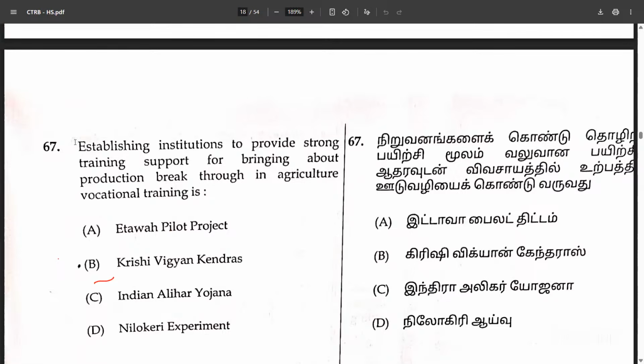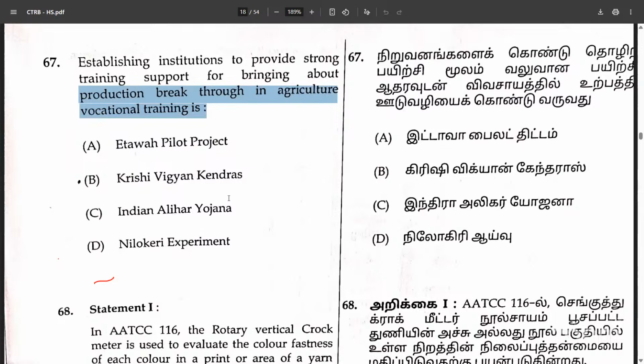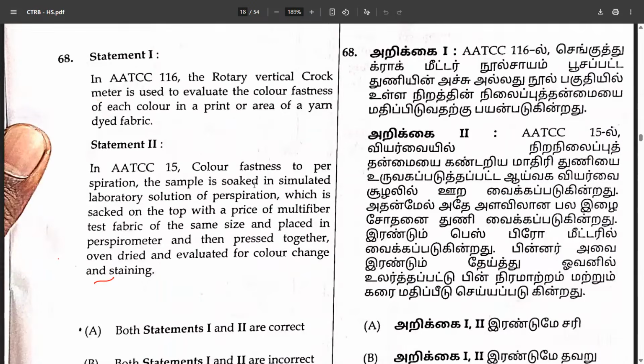67th question. Establishing institutions to provide strong training support for bringing about production breakthrough, the agriculture vocational training. Simply, they are asking you which program this is. Is it the Etawah pilot project? No. Krishi Vigyan Kendra, KVK? Yes, Farm Science Center. Indian Antyodaya Yojana? No. Nilokheri experiment? No. The correct answer here will be B, KVK, Krishi Vigyan Kendra.